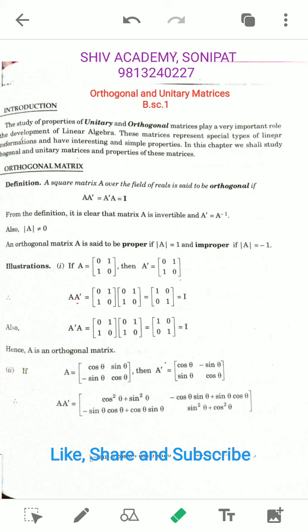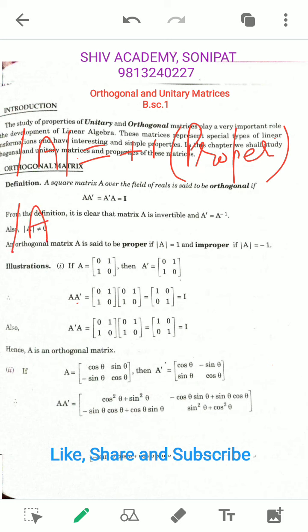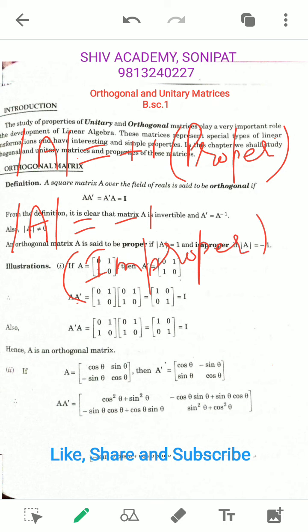So, from this we can say that if determinant of A is equal to positive 1, then we say that this orthogonal matrix is proper. And if we are having determinant of A equal to negative 1, then we say that this orthogonal matrix is improper. So in this way we can define proper orthogonal matrix as well as improper orthogonal matrix. Okay.